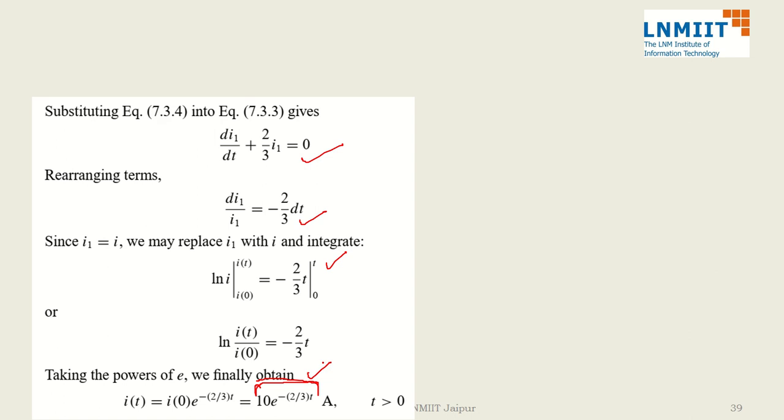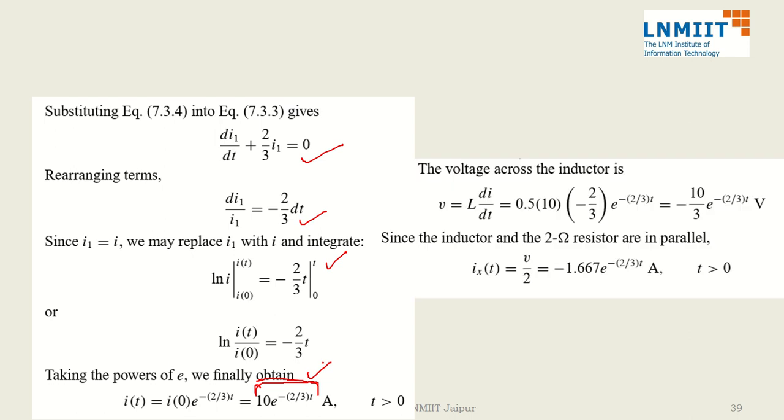The shortcut method is to calculate I naught and tau. If it is convenient, do that. Otherwise, follow the conventional method, that means solve the complete KVL or KCL. They will always work. And the rest of the things you can calculate using voltage and current division rules.